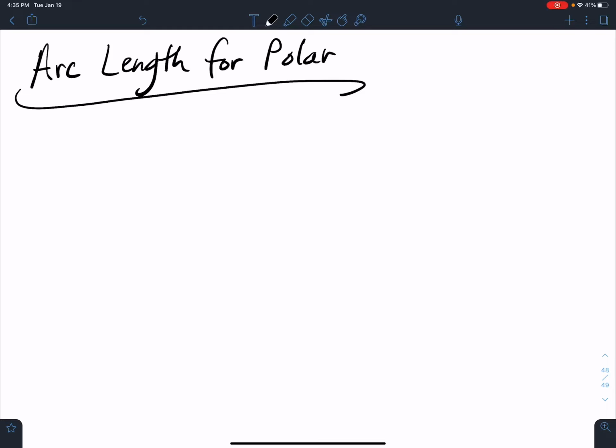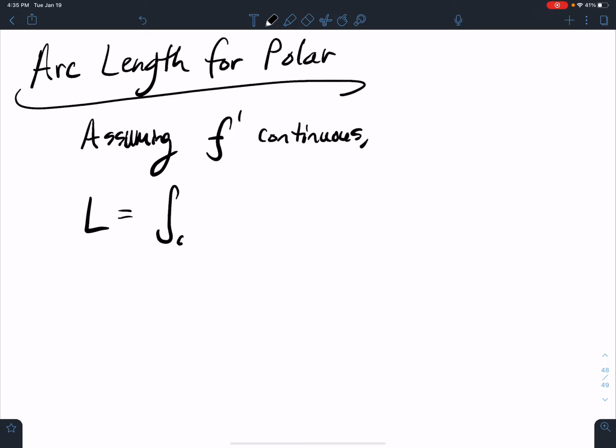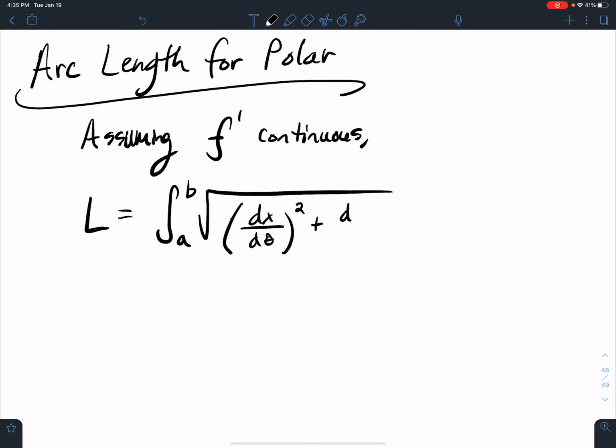Okay, so I'm going to show you arc length for polar coordinates. So assuming that f prime is continuous, then the length L is the integral from a to b of the square root of (dx/d theta) squared plus (dy/d theta) squared d theta. Okay?